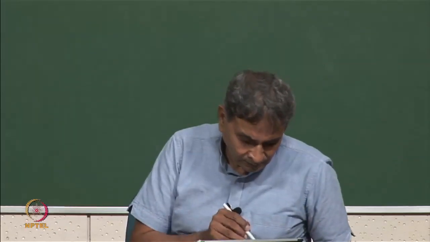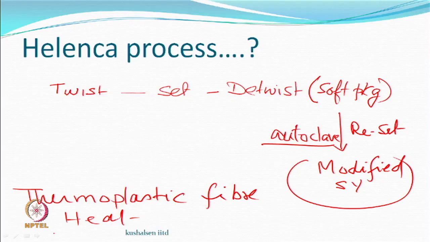So, if it is modified, that means you have to go to that step initially. First, you make a stretch yarn. So, let us see if the same processes can be used to do the modification. We do have this process called the Helenka process. So, what was the Helenka process? Set, twist, set, detwist. We got a textured yarn which was called a stretch yarn.